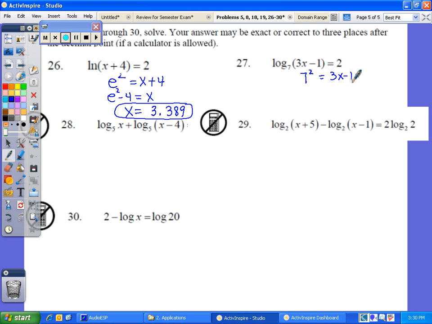This is simply an algebra problem, so I have 49 equals 3x minus 1. I'm going to bring the 1 over here and say 3x is equal to 50. And I put that in the calculator and I get x equals 16 2/3. Not a difficult problem. Number 28, 29, and 30. Notice that the icons indicate that this would be a non-calculator problem.